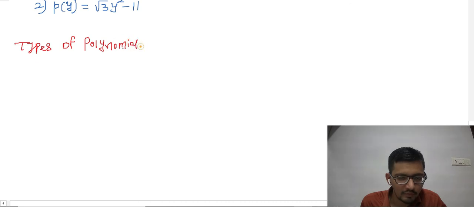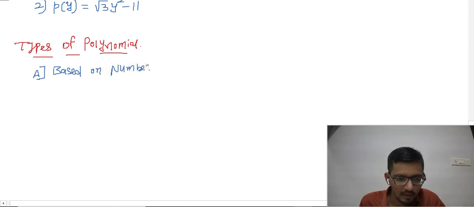Okay, now types of polynomial you can write in two possible ways. First category, A category. A category is what? Based on number of terms. So based on number of terms, different types of polynomial are there.